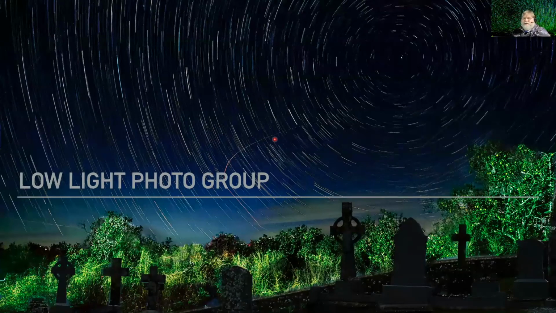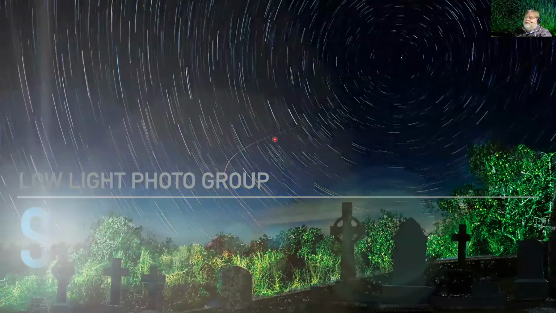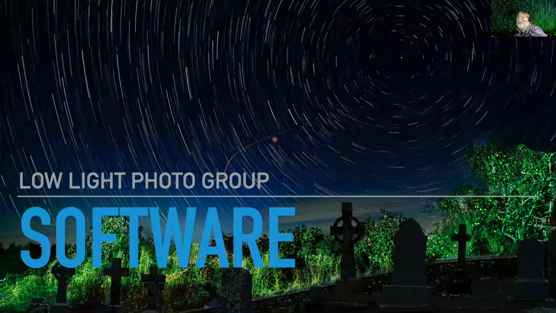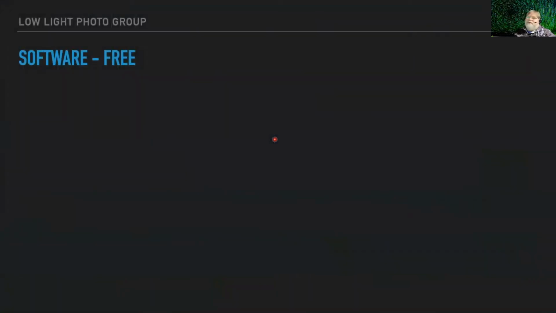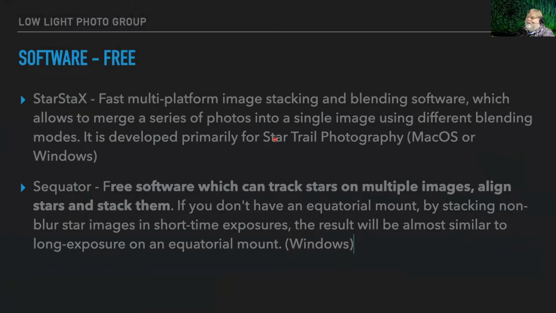Since I don't see any questions, keep in mind you can ask questions anytime. I'm going to talk a little bit about some of the software out there. Some of you have probably used some of this software in greater detail than I do, but there are a few that work really well. There's StarStax and Sequator. StarStax works on Mac and Windows, and Sequator works just on Windows as far as I can see. I thought they used to charge for StarStax on the App Store for Mac, but that may be just the App Store. You can go to the website and download it directly.